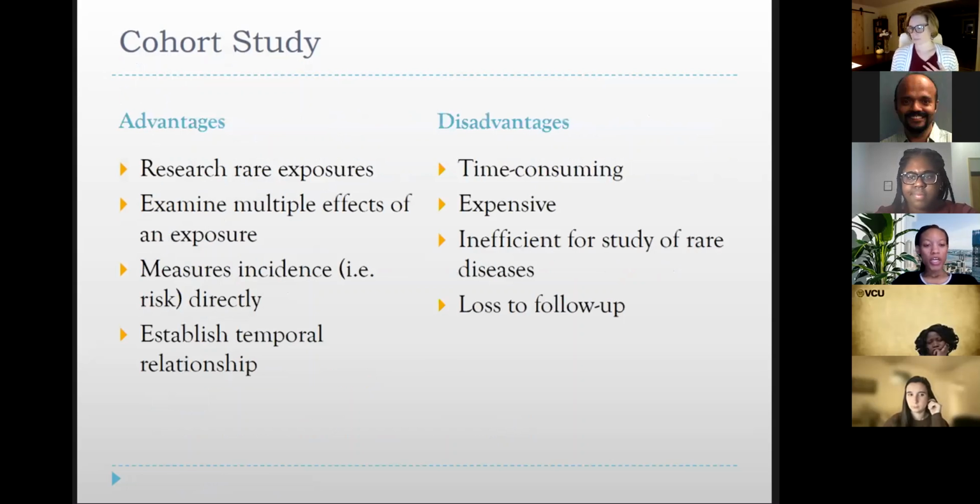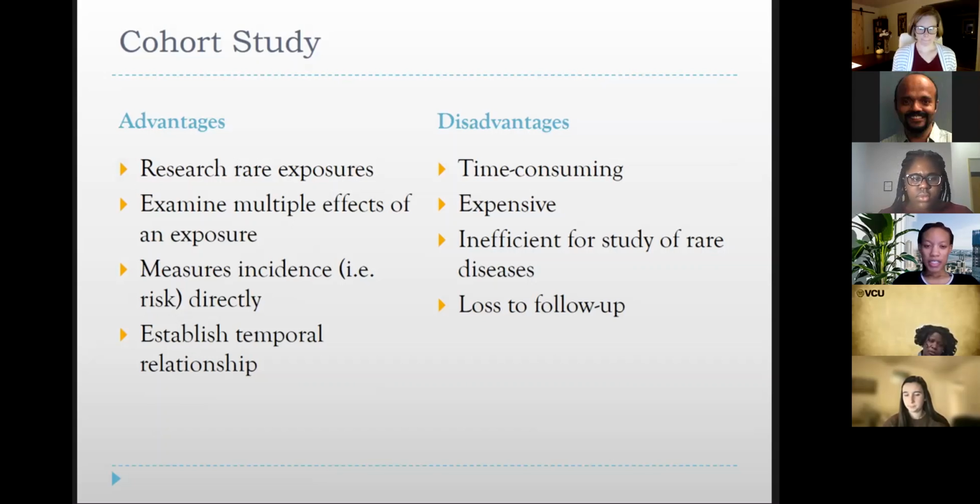So here are some of the advantages and disadvantages for cohort studies. You can research rare exposures because you're grouping them by their exposure status. And as you just saw for the Framingham study, you may be able to assess the multiple effects of an exposure, as well as measure incidence directly. So measure the risk directly, because we know that study participants don't have the disease of interest at the beginning of the study. And you can establish temporal relationships.